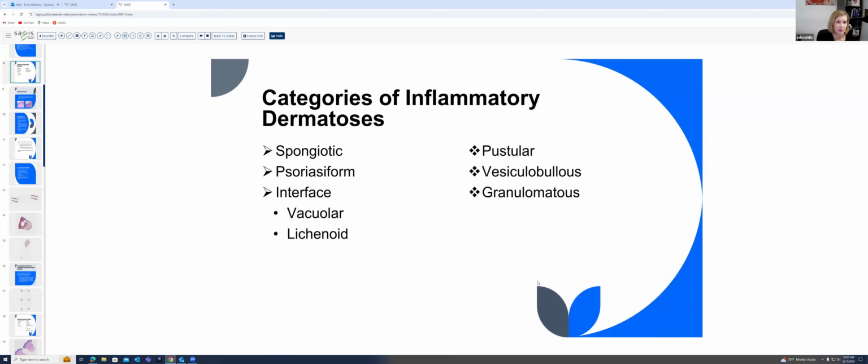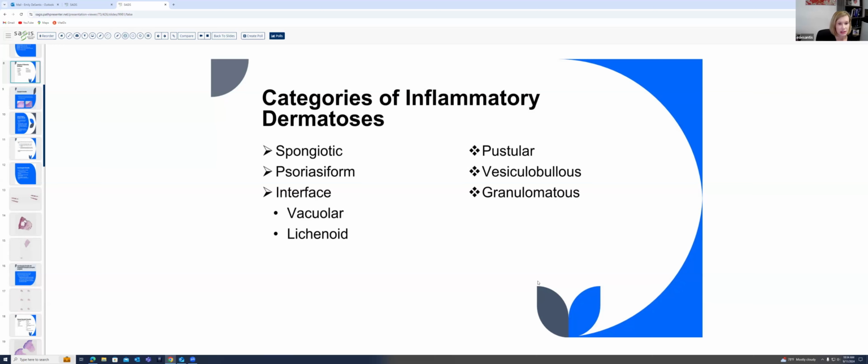Inflammatory dermatoses can be categorized into several broad categories. These include spongiotic, psoriasiform, interface, which can be subclassified as vacuolar or lichenoid, pustular dermatitis, vesicular-bullous dermatitis, and granulomatous dermatitis. And in this first talk, we will focus on spongiotic, psoriasiform, and interface.